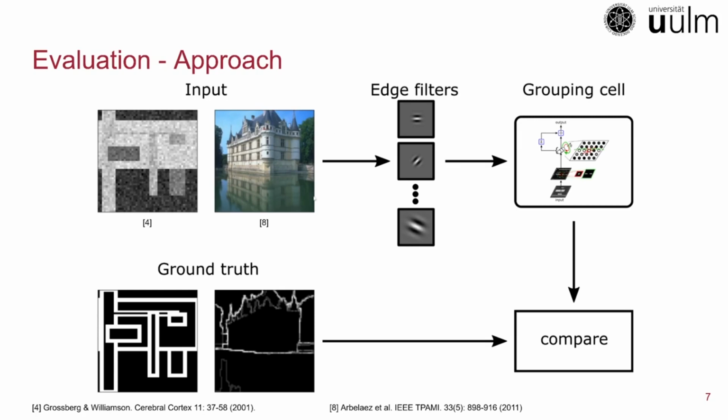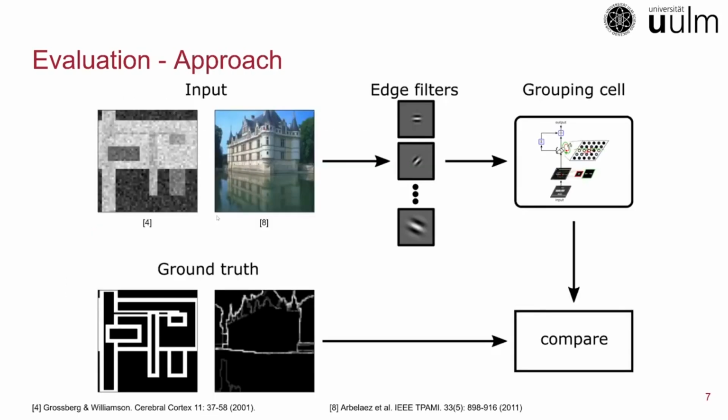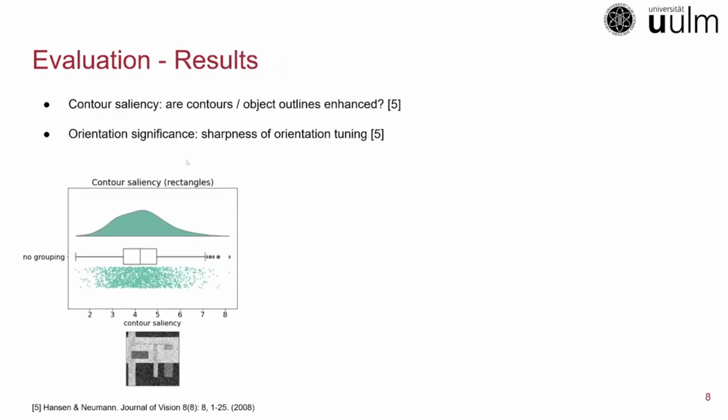Okay, so we put these images through edge filters. These are pre-specified, not learned in this case, since we want to be able to compare to the pre-specified theoretical grouping kernels. And we put these through our different grouping architectures. And then we compare to these labeled contours. We compute two metrics. First of all, the contour saliency, which quantifies whether the network responses at these labeled locations get enhanced by grouping. And second, orientation significance, whether at these contour locations the sharpness of orientation tuning is increased.